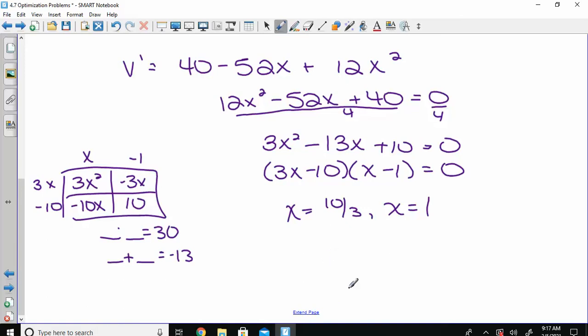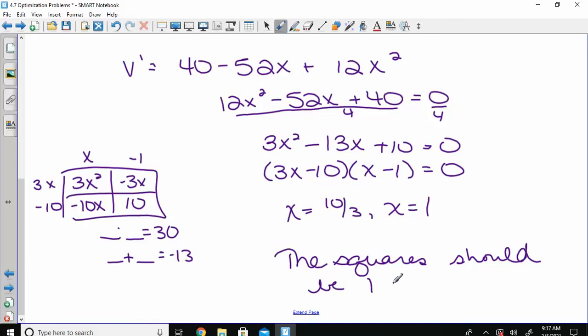The question was, how should this be done? So the squares should be 1 foot wide.